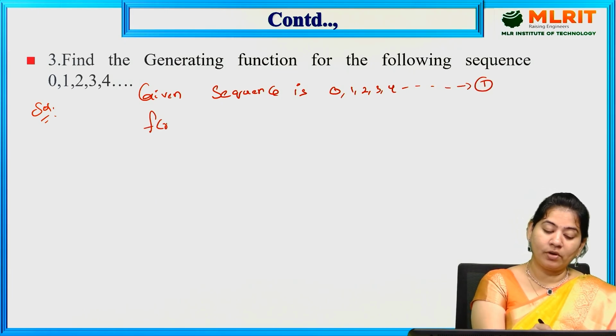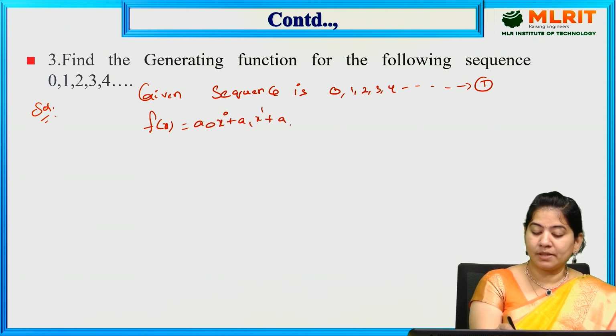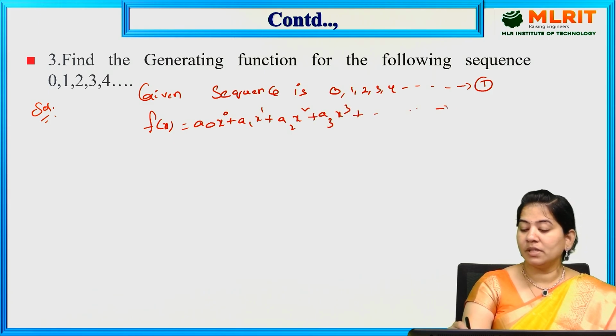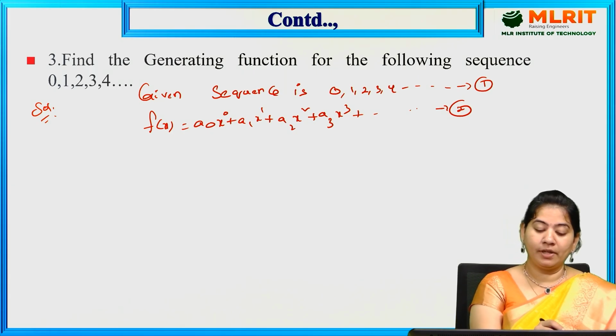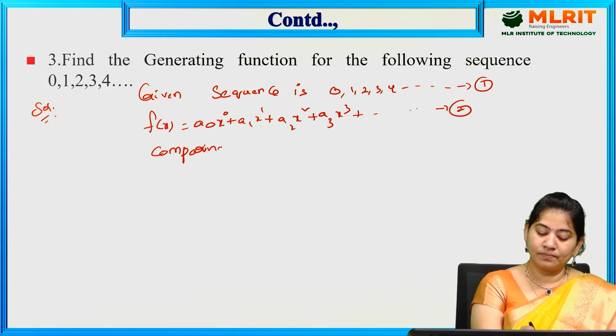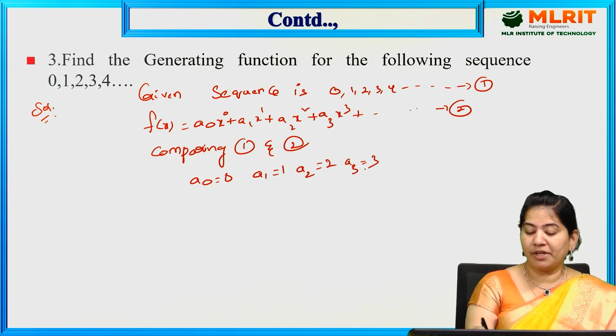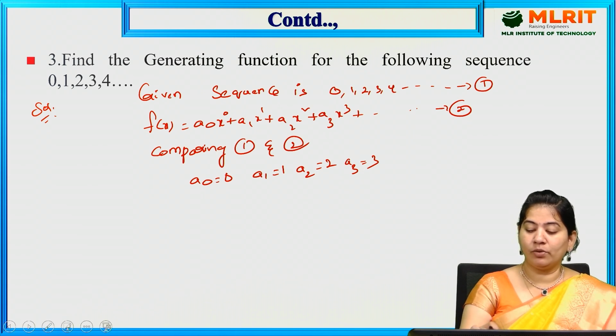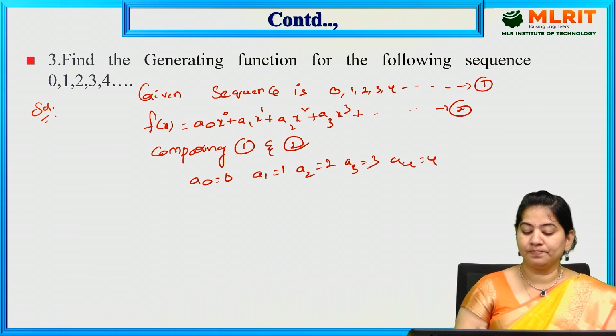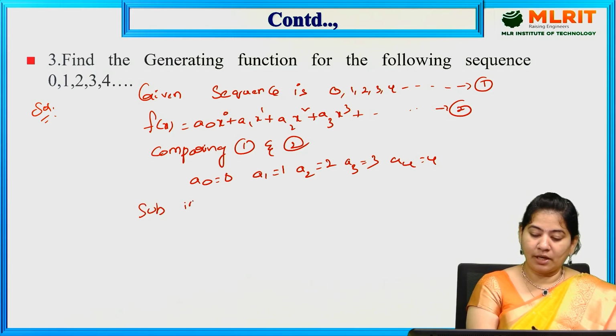And we know that here f of x is equal to a0 x^0 + a1 x^1 + a2 x^2 + a3 x^3. So this is equation 2. Now comparing 1 and 2, we get a0 is equal to 0, a1 is equal to 1, a2 is equal to 2, a3 is equal to 3. So this is a0, a1, a2, a3, and a4 we also have as 4. So just substitute in equation 2.